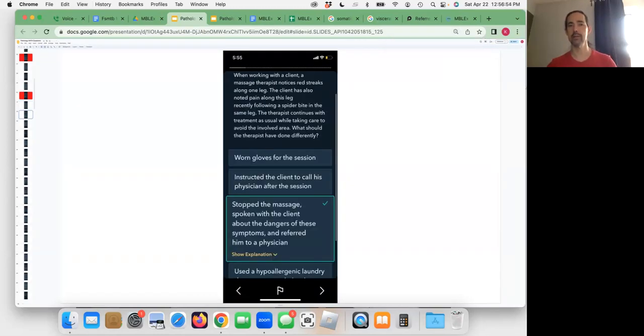When working with a client, a massage therapist notices red streaks along one leg. What's going on with this? The client also has noted pain along this leg recently following a spider bite in the same leg. The therapist continues with the treatment as usual while taking care to avoid the involved area. What should the therapist have done differently?